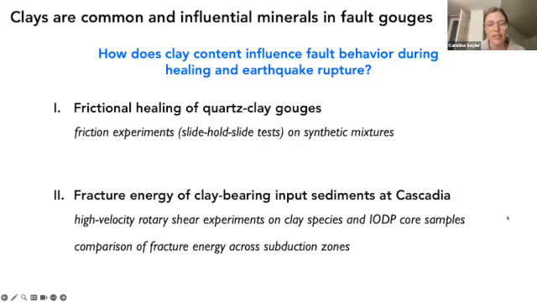Like I said, the main question of this talk is how clay content influences fault behavior during healing and earthquakes, two different sections of the seismic cycle. In the first section, I'll show friction experiments on synthetic mixtures of quartz and clay, looking specifically at slide-hold-slide tests to measure their healing rates. In the second part, I'll look at the fracture energy of clay-bearing sediments from the Cascadia subduction zone, and think about how fracture energy might tell us something about dynamic rupture through the shallow subduction zone.